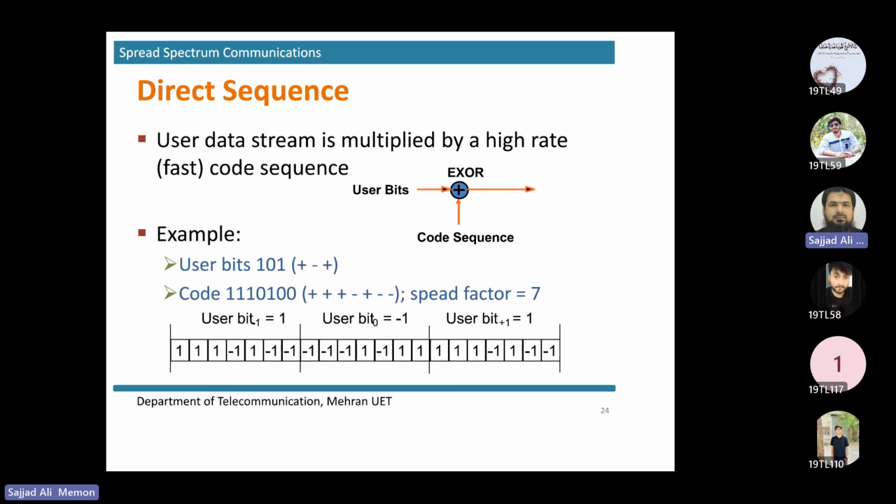The user data stream is multiplied by a high rate fast code sequence. Example is here. We have 3 bits. The spreading factor is 7. That means each bit will be represented by 7 bits.